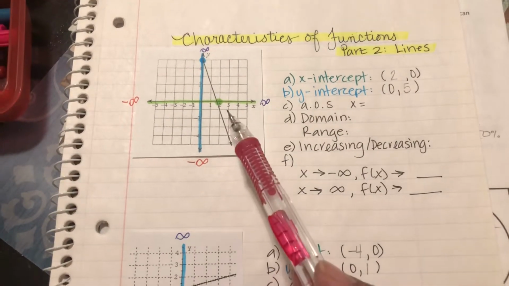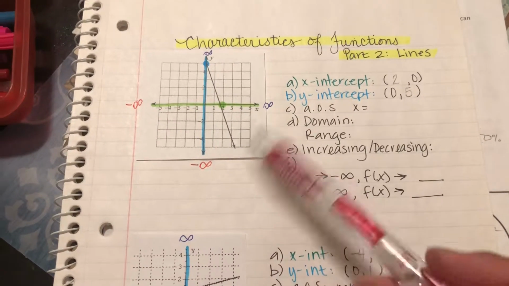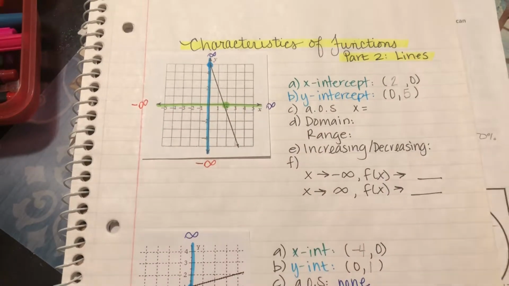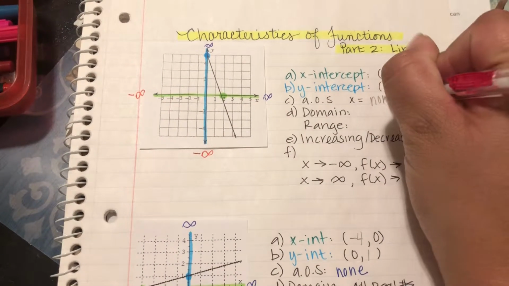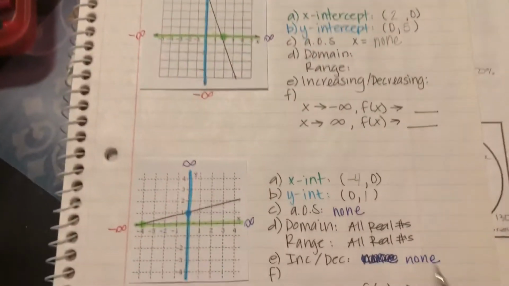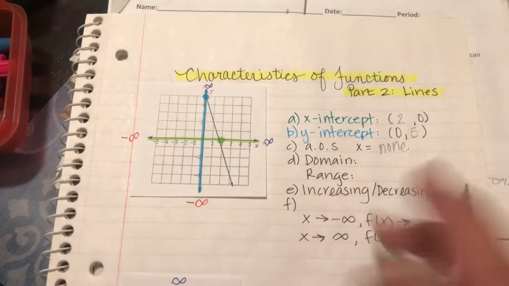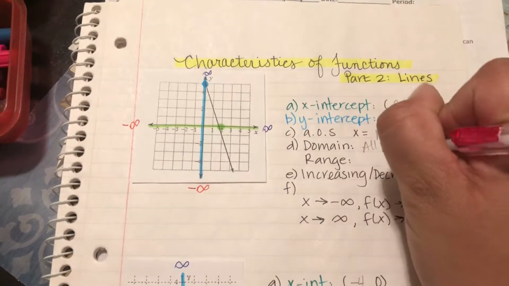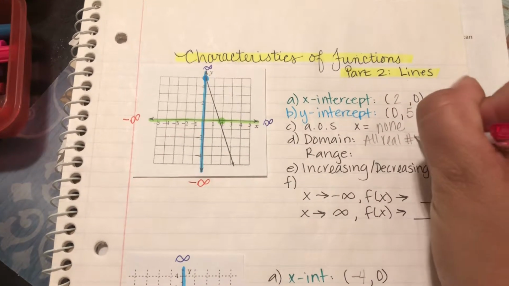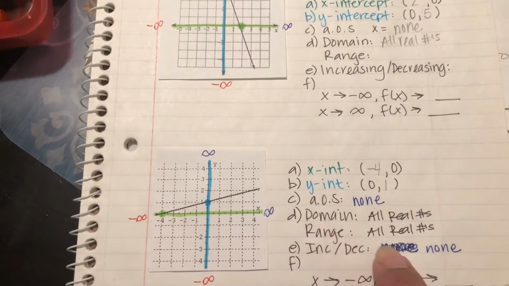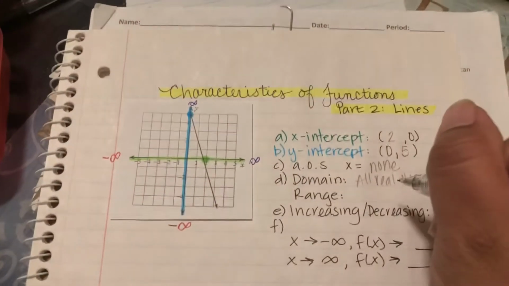So axis of symmetry. Do you guys remember that we said that there's nowhere where I'm going to cut this line where it's going to look identical to the other side? So we have none. I see I already wrote it over here. None. Okay, domain. What did we say the domain is? All real numbers. And here, when we have a straight line either this way or this way, the range is also all real numbers.